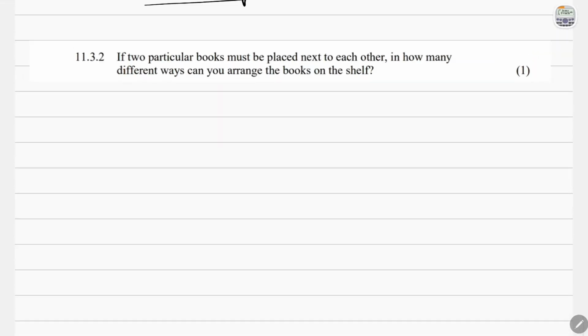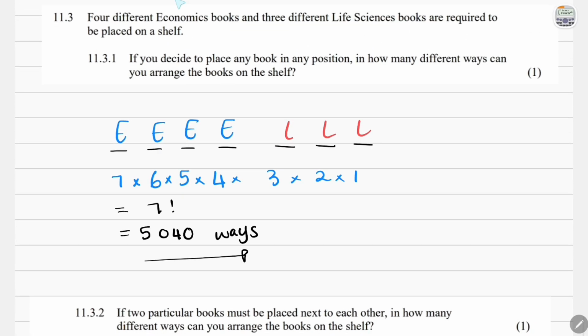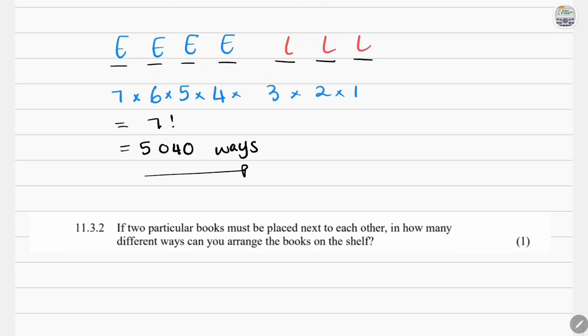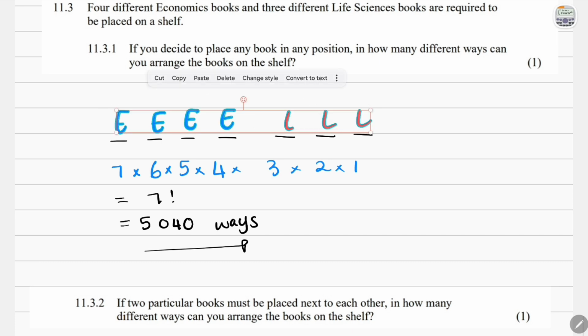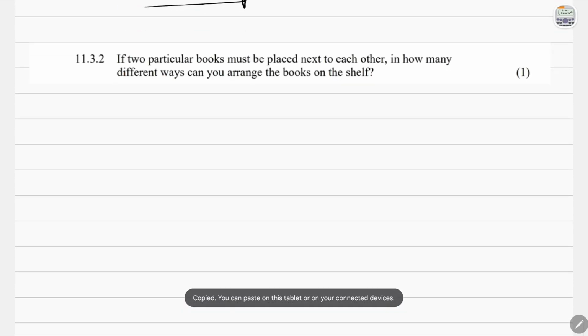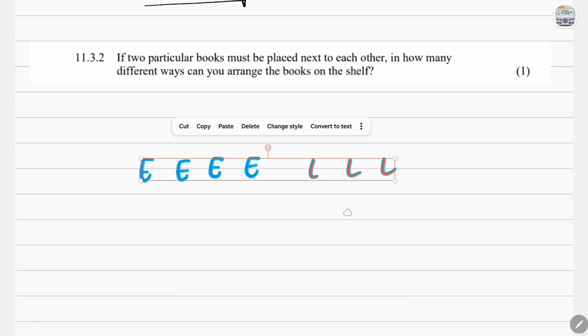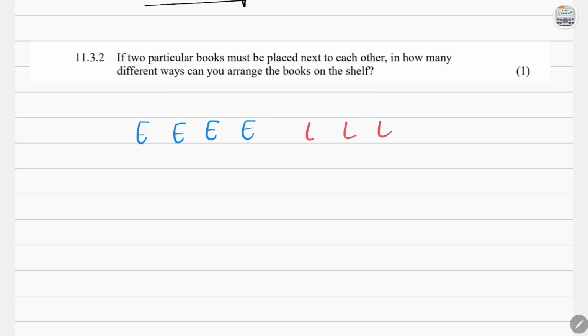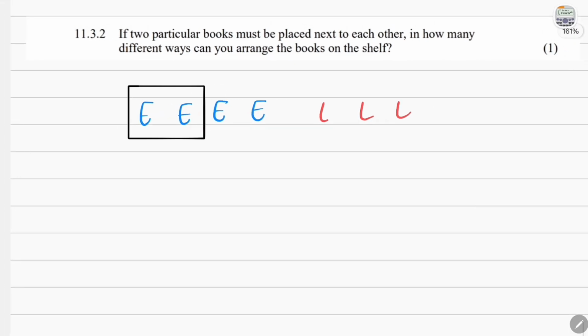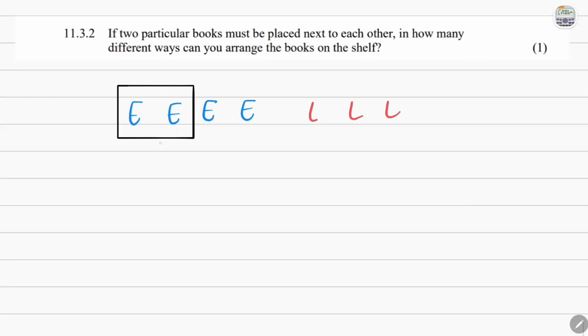Question 11.3.2 says, if 2 particular books must be placed next to each other, in how many different ways can you arrange the books on the shelf? Okay, so 2 particular books. They don't say which books. So let's just see it like if we had to just group 2 random books together and they have to be placed next to each other, here's how we can look at this. So we're just going to group 2 books together. Okay. Now, in how many ways can they be placed on the shelf if these 2 must be together?